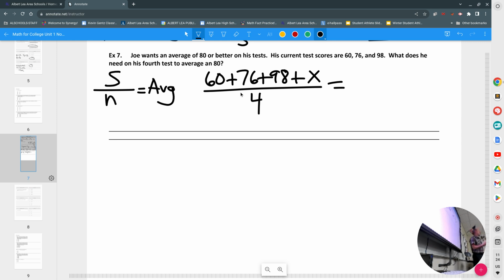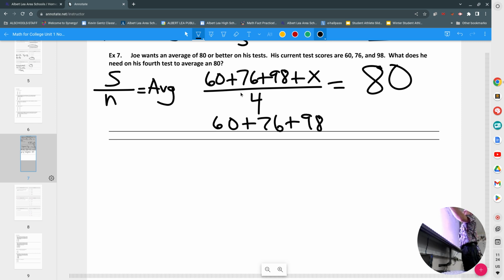What should his average be? It should be 80. This is the setup. Is there any question how I have the setup? Pretty straightforward. So we want to solve this. I want to get rid of dividing by 4. So what should I do to both sides? Multiply, and we get 60 plus 76 plus 98 plus x is equal to 320.